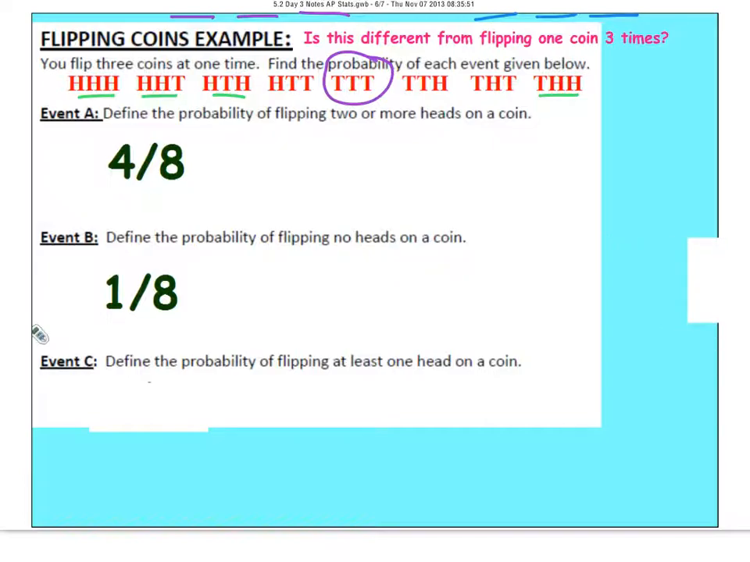The last one, define the probability of flipping at least 1 head on a coin. Folks, at least 1 head on a coin means I can't have all tails. So you could piggyback off of this answer here and do the complement. You could do 1 minus 1/8, or you could just count them all up. In this case, you're going to get the answer is 7/8.